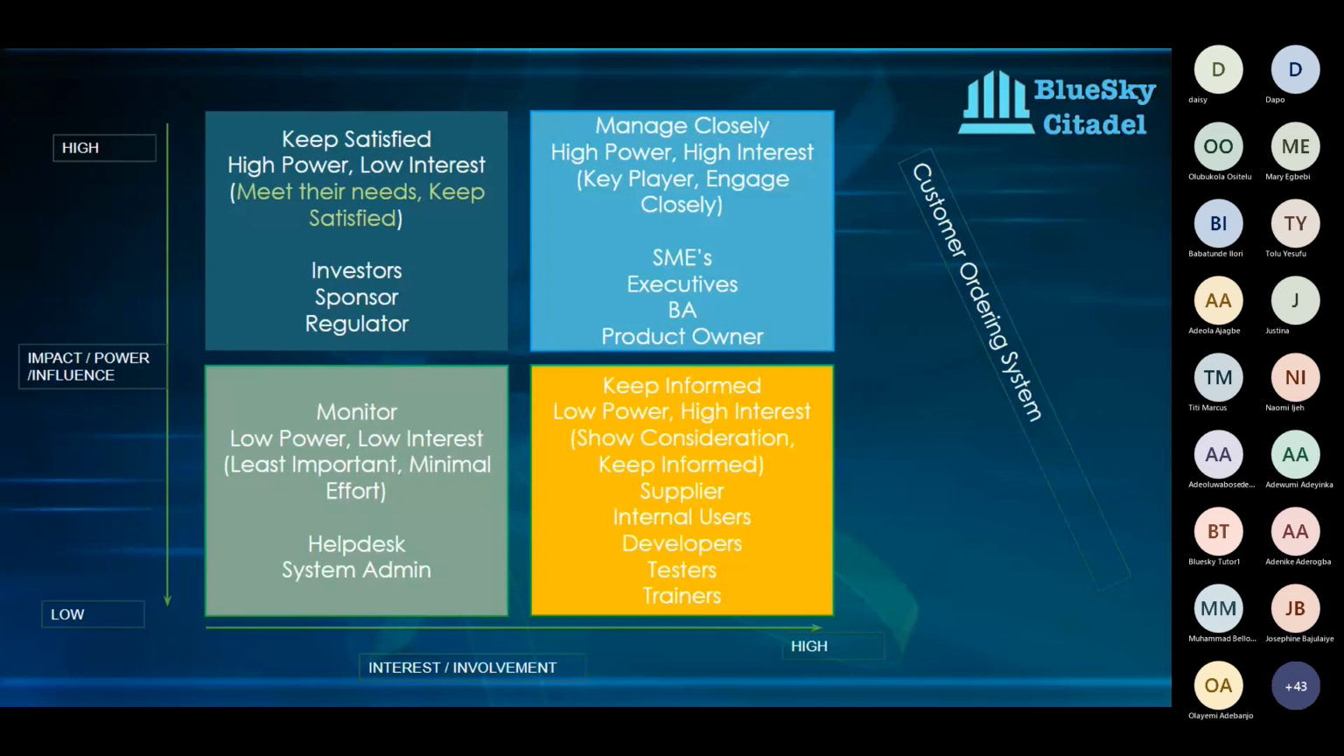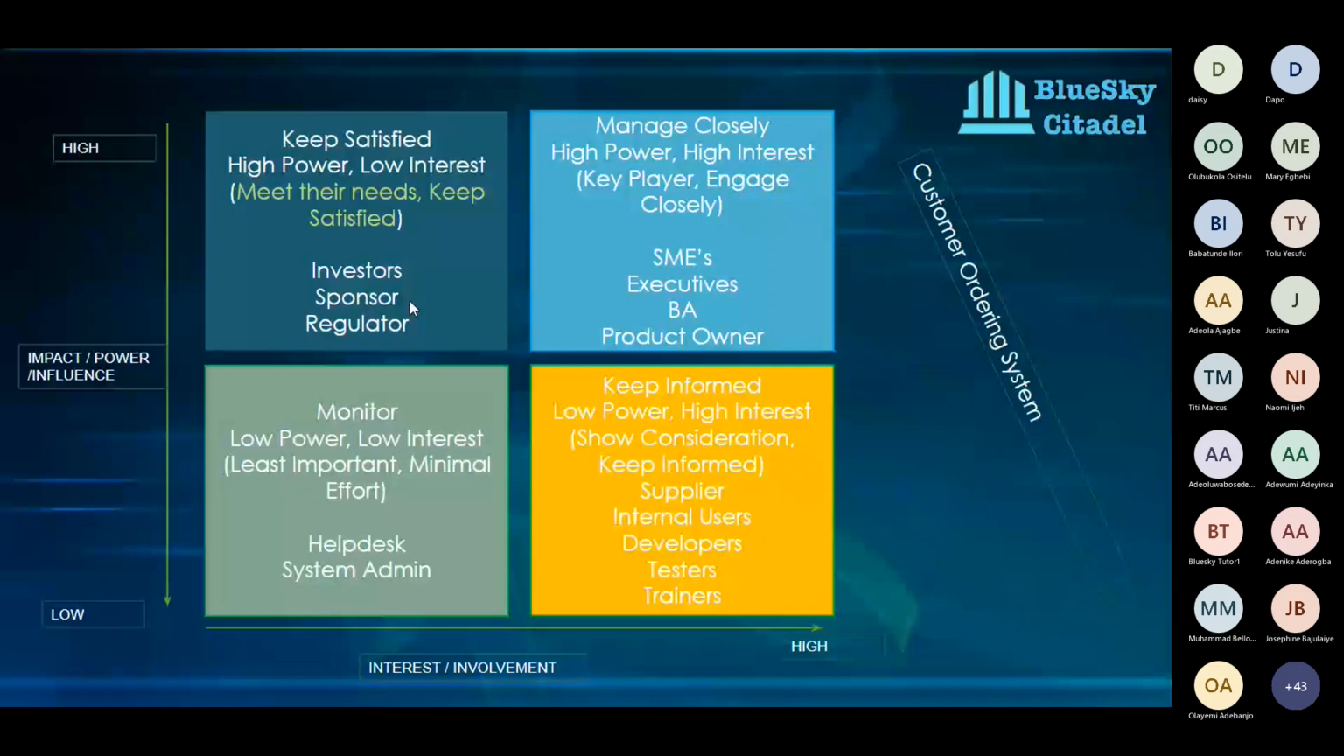However, they might not necessarily have a direct interest. So they might not use the product directly, let's use that as an example. But even if they don't have direct interest in that product, they have a high influence on the outcome of that project. You would see that I've put in there as an example, investors, sponsors, regulators. Your investor, your sponsor, these are the big guys, the ones putting the money into this project.